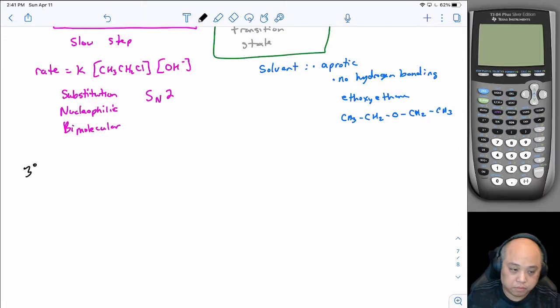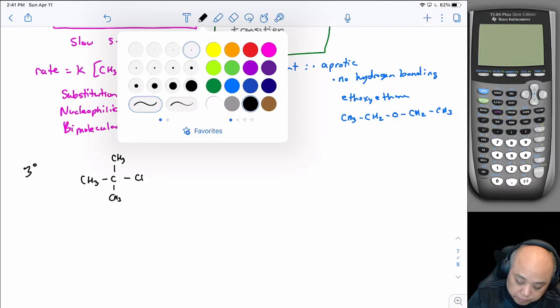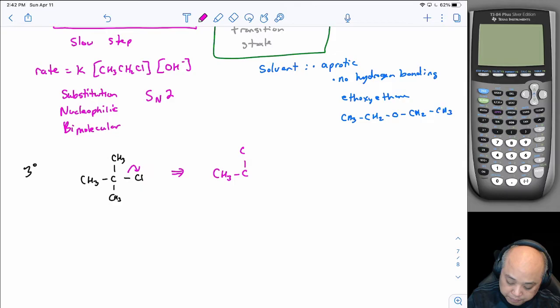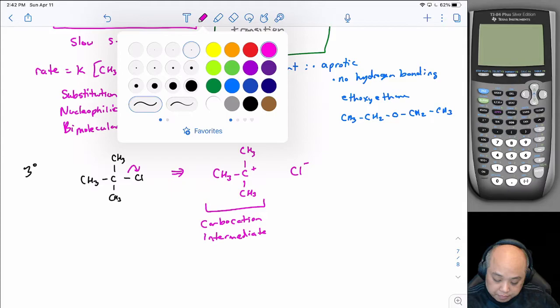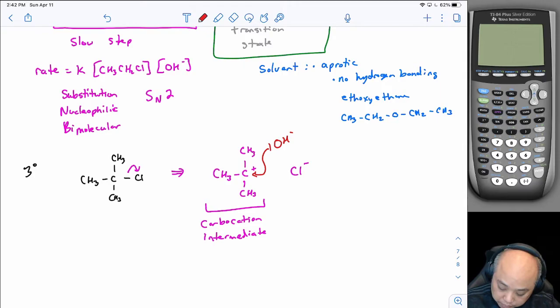In a tertiary halogenoalkane, it actually happens in two steps, and you have what's called an intermediate step that occurs here. And so what happens here is the first thing that happens is the Cl breaks off, okay, creates what we call a carbocation intermediate. And that positive charge allows the hydroxide to attack that carbon. And so it attracts that hydroxide to it and then forms the new alcohol and the Cl minus.